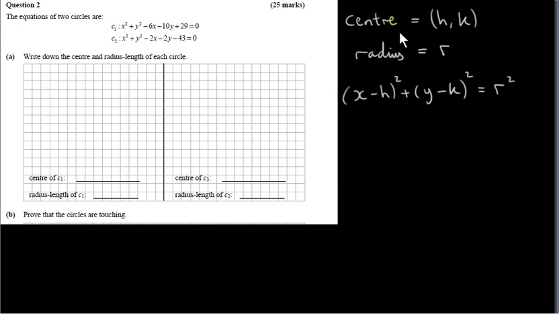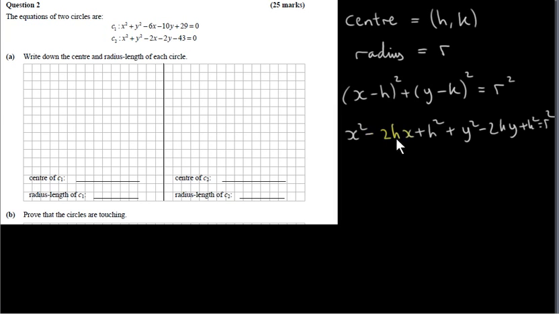Now, just as a reminder of the equation of a circle, the centre is called (h, k), the radius is r. By Pythagoras' theorem, we can show that any point (x, y) on the circle satisfies this equation here. I've explained it in other videos, so I won't explain it here. Now, we can expand this out, and we get x squared minus 2hx plus h squared plus y squared minus 2ky plus k squared equals r squared.